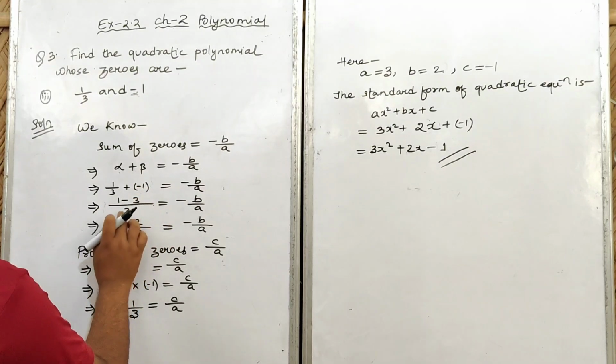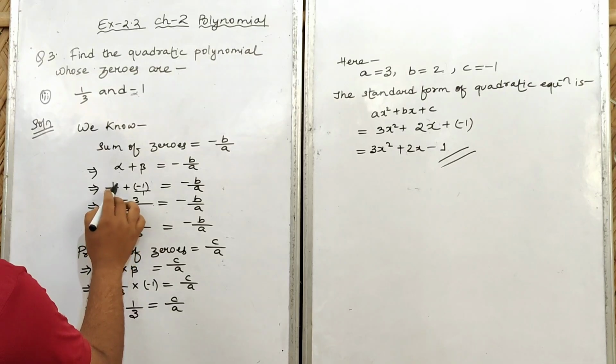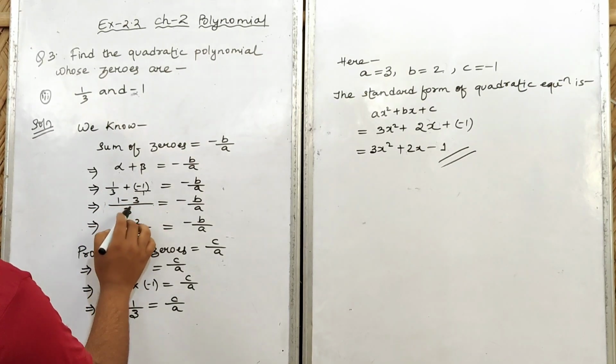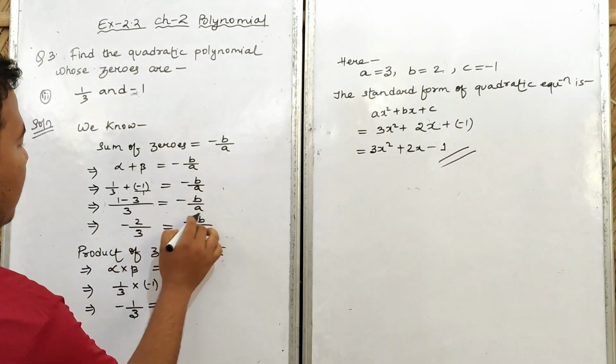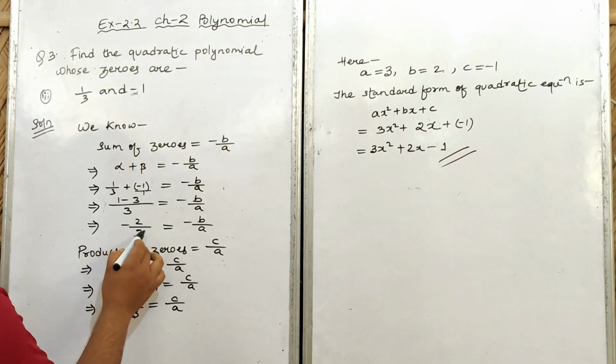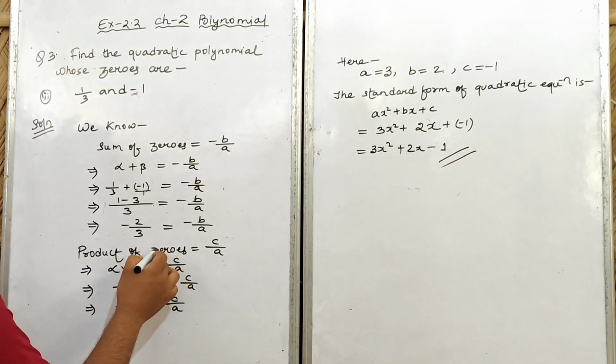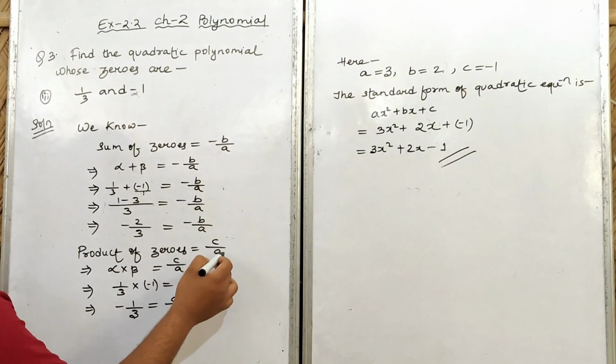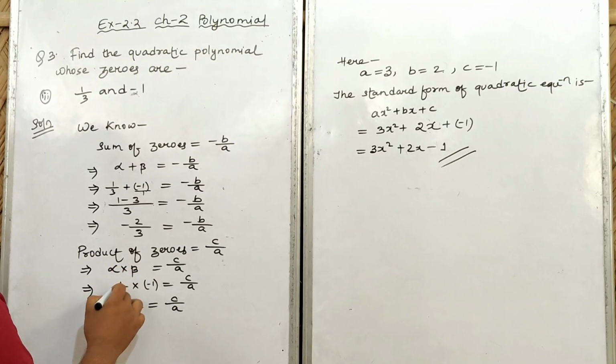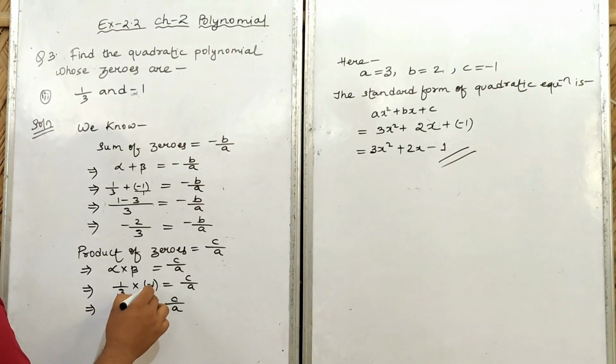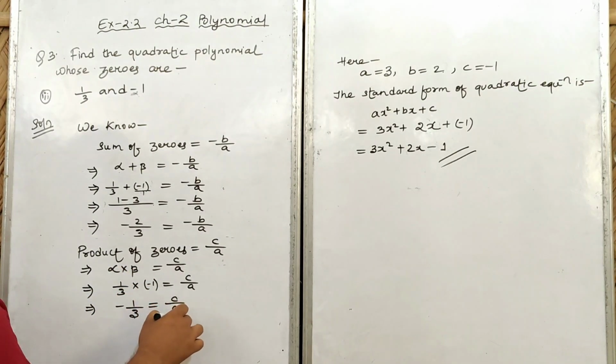So by 3, if you take LCM, इसमें से क्या होगा 1 होगा, 3 और 1 का LCM कितना होगा, 3 होगा. So plus minus minus, so 1. So 1 3 is 3 equal to -b by a. So 1 minus 3 कितना होता है, -2/3 equal to -b by a. Now similarly product of zeros में जाओ, c by a फॉर्मूला इसका है, तो alpha into beta. So alpha means 1/3, beta means -1. So -1/3 equal to c by a.